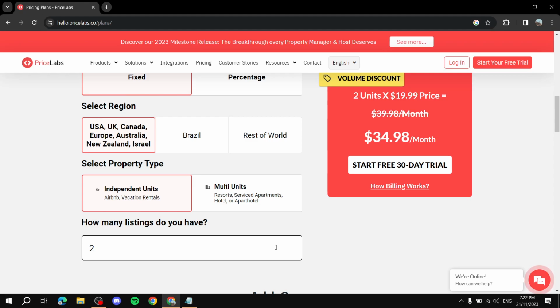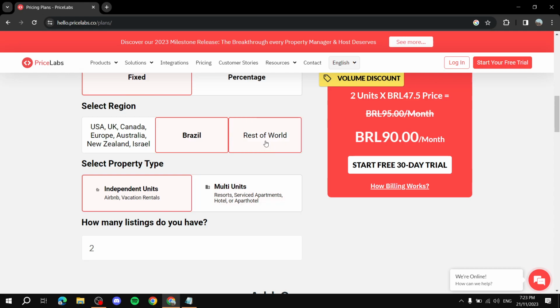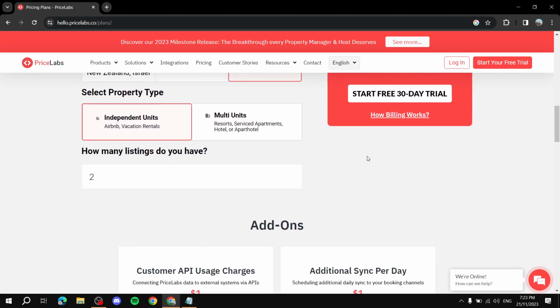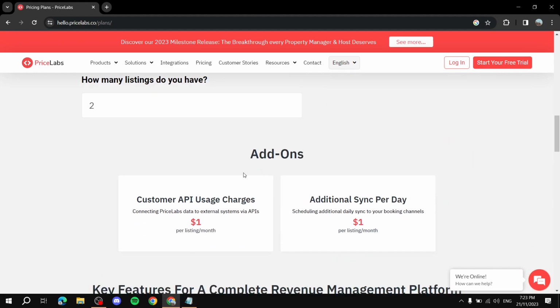So basically, it's going to be based on how many listings. One listing is going to be 19.99 if it's one of these countries. If it's Brazil, it's going to be this, and the rest of the world is going to be this, depending on how many listings per month, obviously. So that's for the pricing.